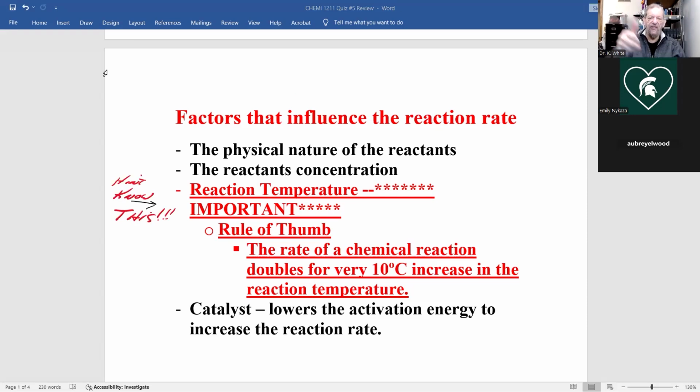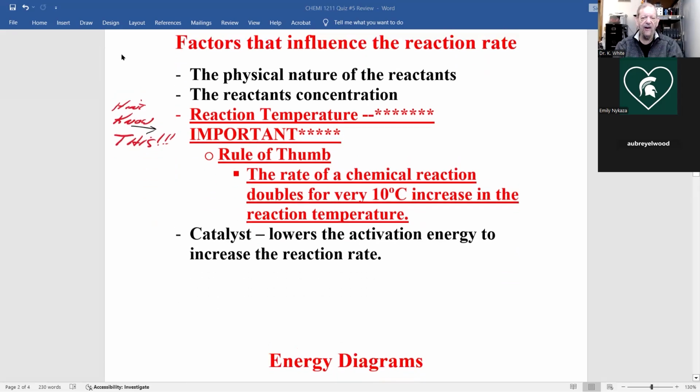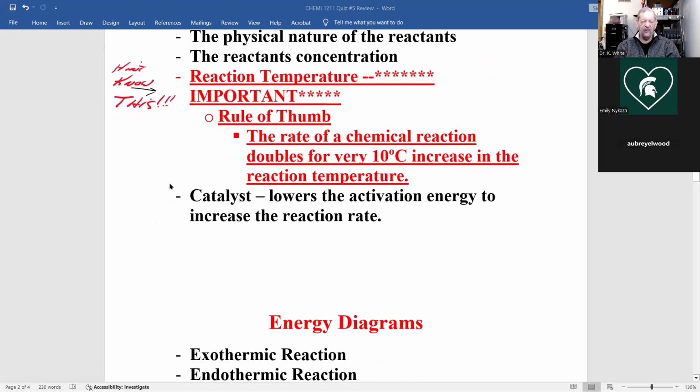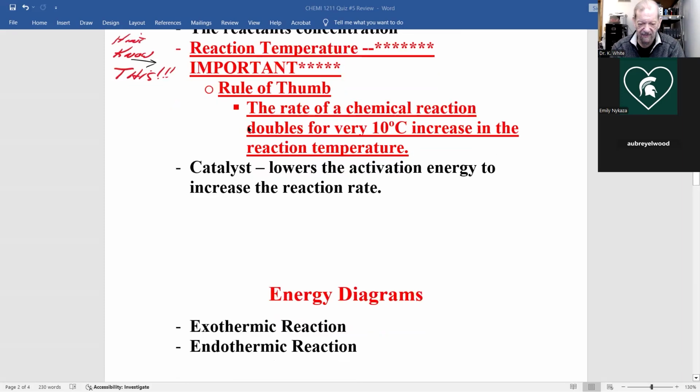And there's an important rule of thumb. And a rule of thumb means it's true about 99% of the time, but never 100%. And that is the rate of a chemical reaction doubles for every 10-degree increase in the reaction temperature. Now, another thing that will influence the reaction rate is the catalyst. And you should know, how does a catalyst work? It works by lowering the activation energy. So you need less energy for the collisions for a reaction to occur.